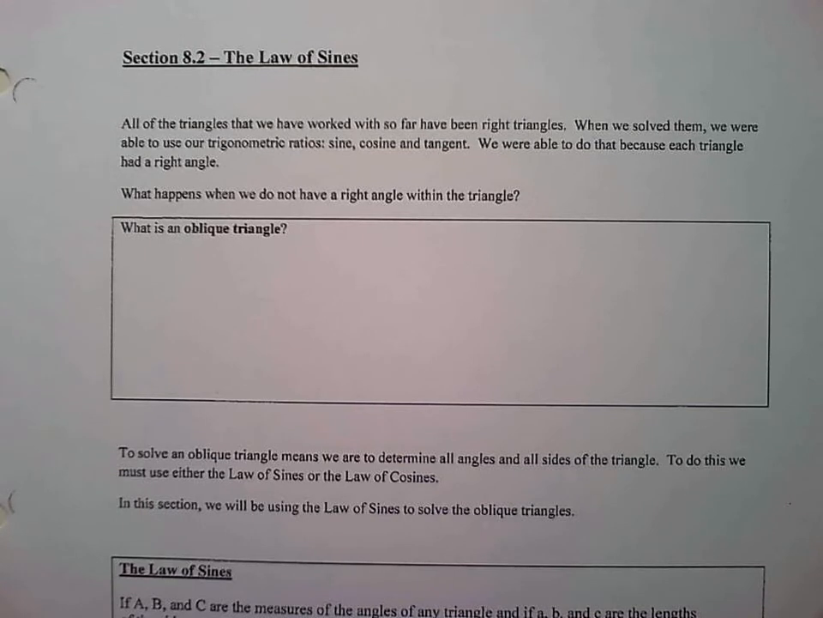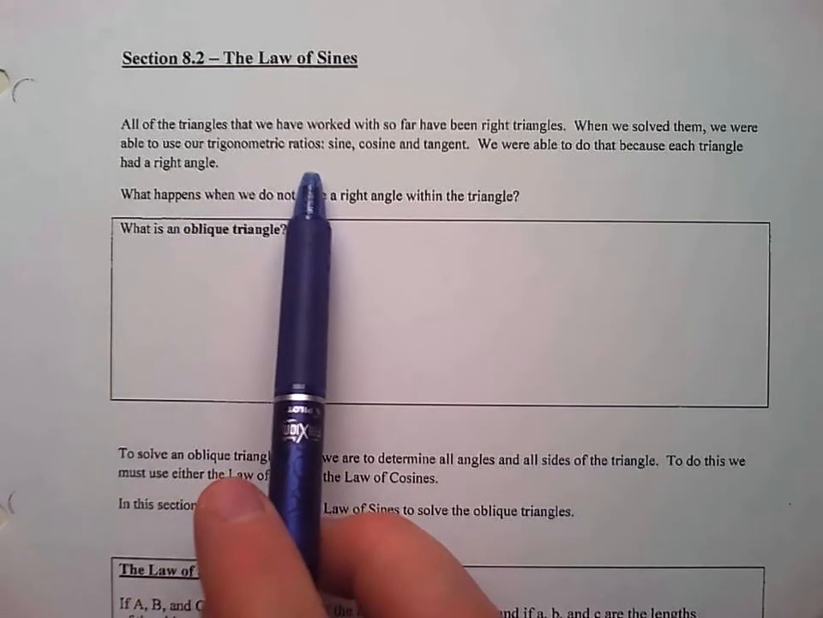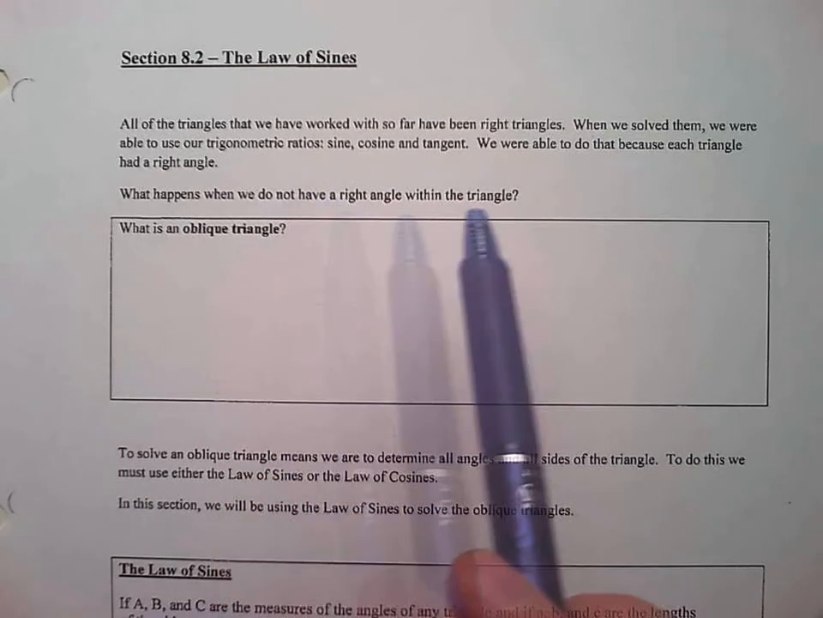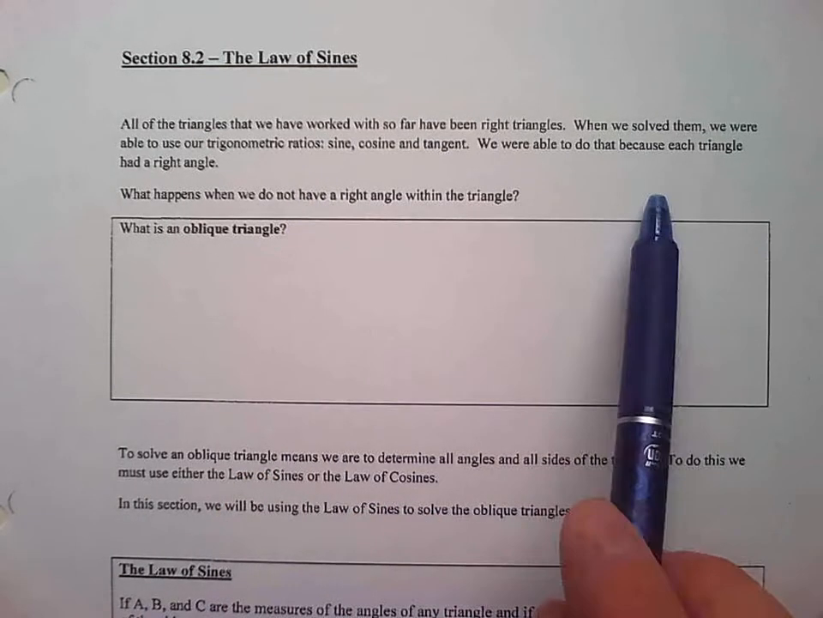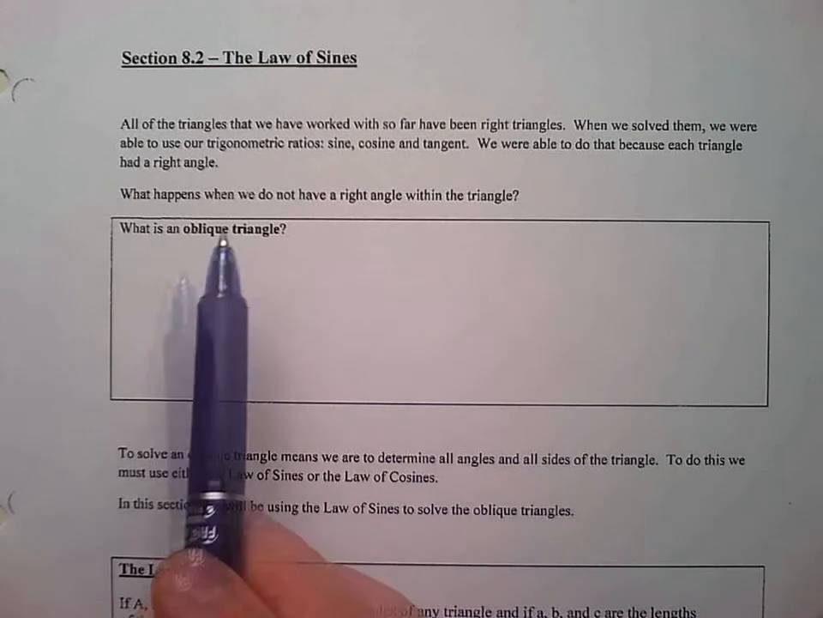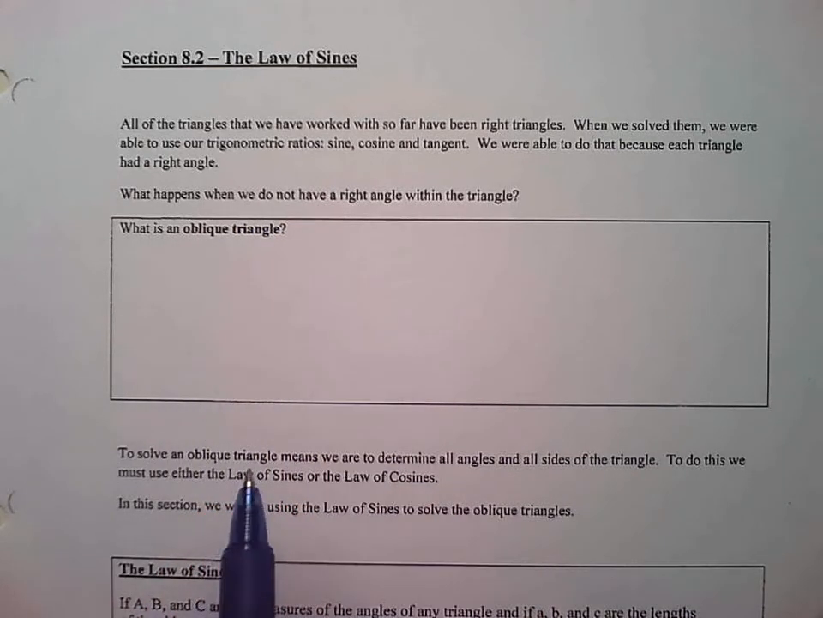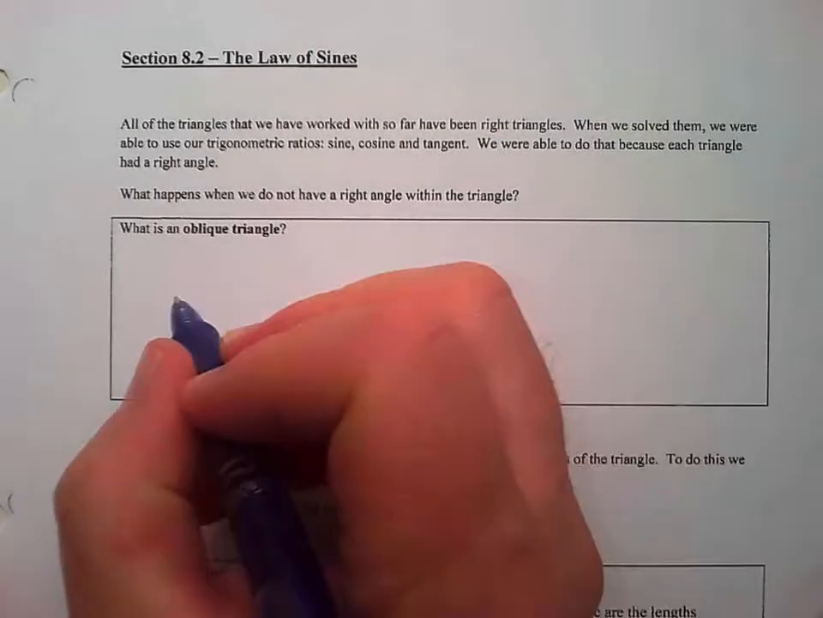Alright, in this lecture video, we're going to talk about section 8.2, which talks about the law of sines. And as it says, all of the triangles that we have worked with so far have been right triangles. When we solved them, we were able to use our trigonometric ratios, the sine, cosine, and tangent. We were able to do that because each triangle had a right angle. But what happens when we do not have a right angle within the triangle? And that is, what is an oblique triangle?